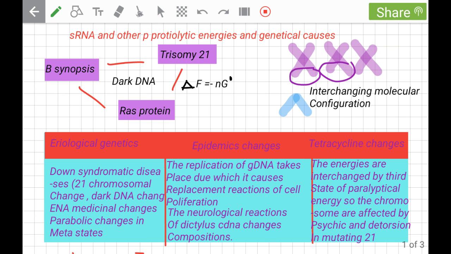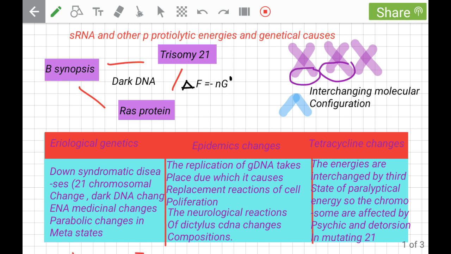So it affects the outermost skin of the body. So whole cycles here it disturbs. The cyclic energies which are being coded by the dark DNA are responsible for it. So replication of gDNA takes place here. So replication is responsible for G protein and the DNA structural proteins. So these are the main type of replacement reactions between the cell proliferations.